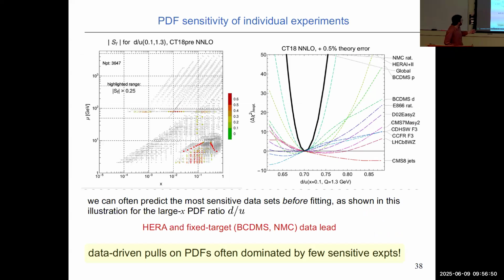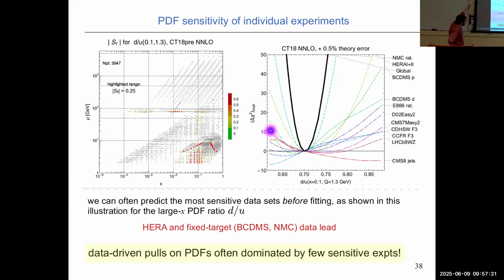There are ways of doing this. For instance, one approach, not naive, but at least a brute force approach in a sense, is what's called a Lagrange multiplier scan. So this is the ratio of D, not D bar over U bar, but D over U at relatively high x and at a low scale. The idea is that I can continuously vary the value of the PDF at that specific point, deviating from the best fit in a fit like CT.